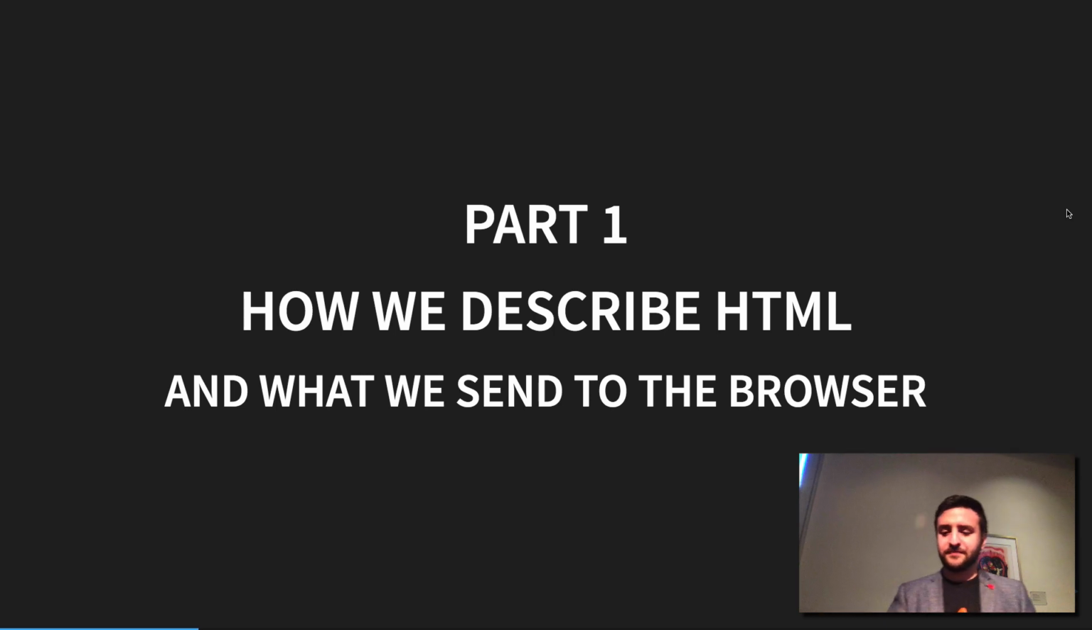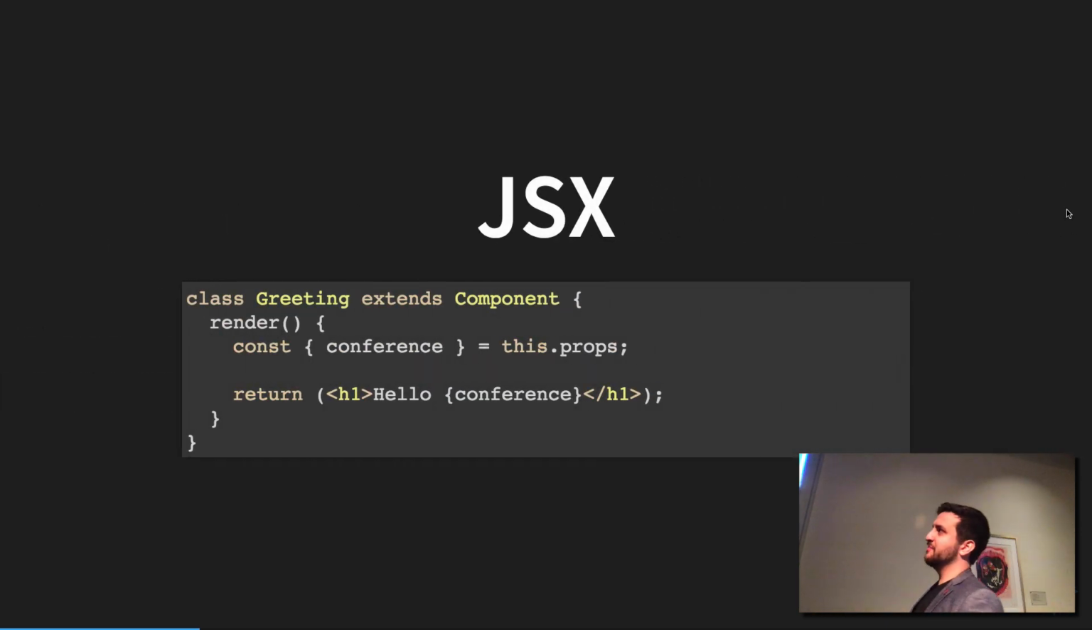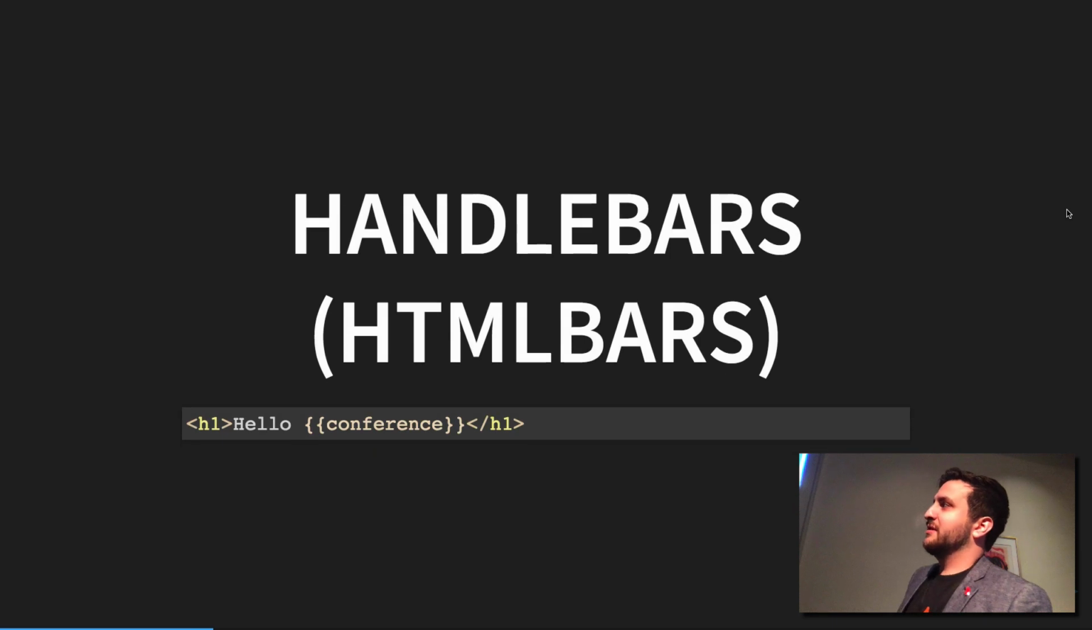And we need to know what code the browser gets to be able to understand how this renders. So here's a basic JSX component, and I've had multiple React developers tell me that this is terrible and this is better than what I had originally written. But what I'm doing is returning an H1 that says hello and a variable called conference. That's all I'm doing. The equivalent to this in handlebars is just H1, hello, double curly braces.